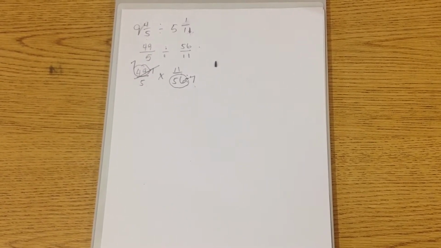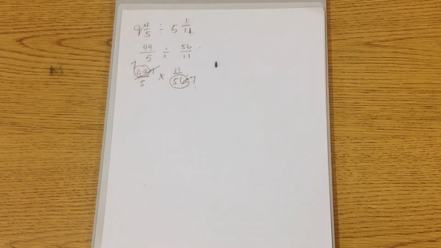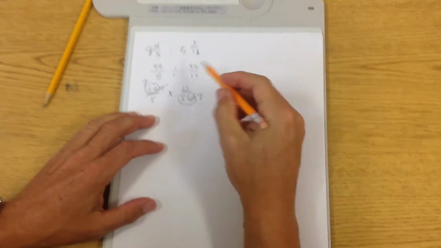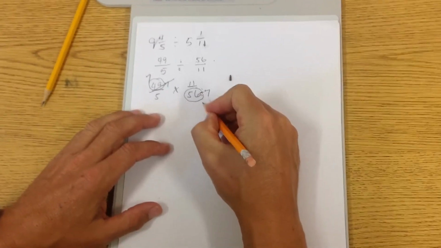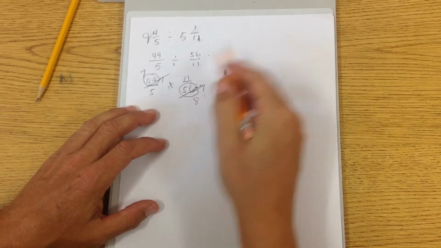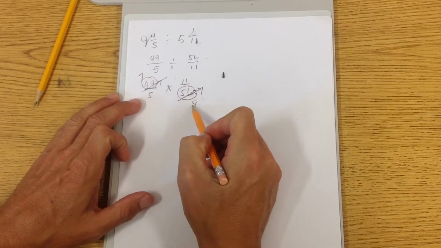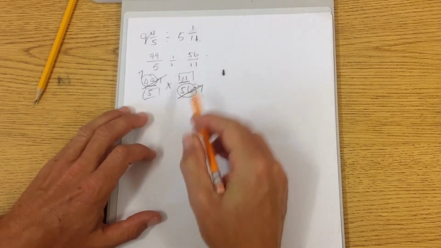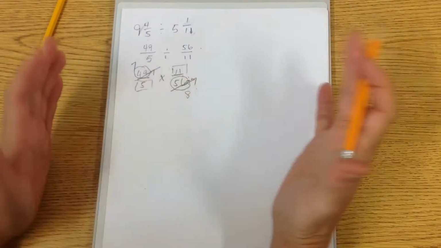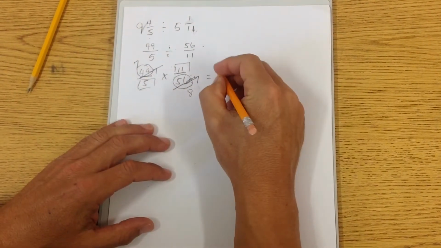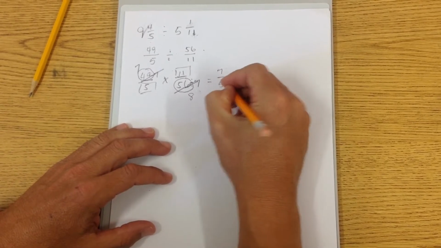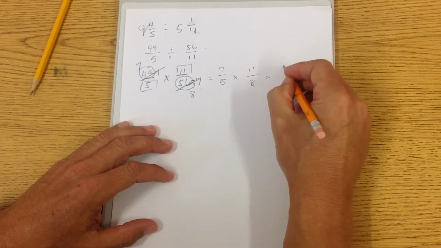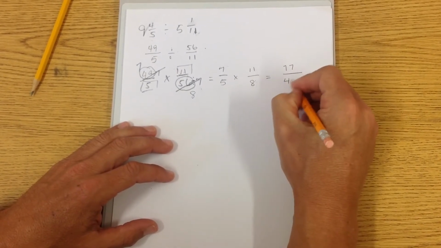All right. So now that you had a chance to look at it and think about the greatest common factor, now I'll go here, and 56 divided by 7 is 8. So now I have 7/5 times 11/8, and I'll look at the 11 and the 5. There is no common factor between 11 and 5, so I just leave it. And my new problem becomes 7 over 5 times 11 over 8. And that becomes 77 over 40.